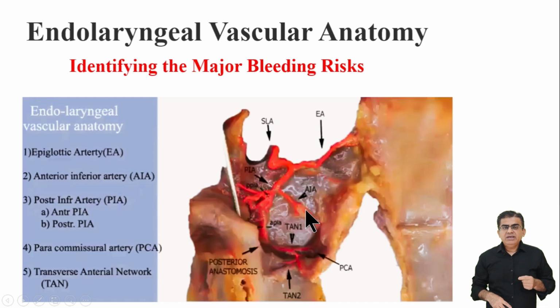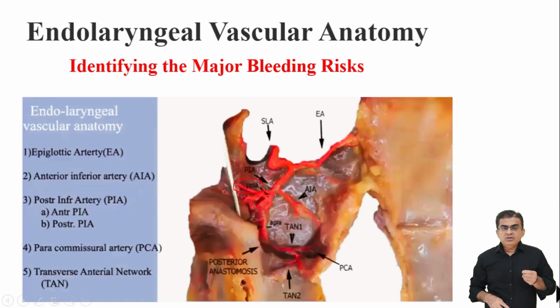Look closely at the PIA. It completely splits into two distinct parts. These are the anterior posterior inferior artery and the posterior inferior artery. The posterior inferior artery is highly dangerous. It is the main artery that will bleed heavily when you dissect in the region medial to the vocal process.